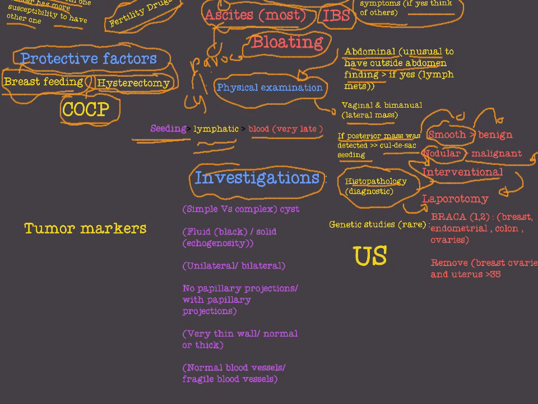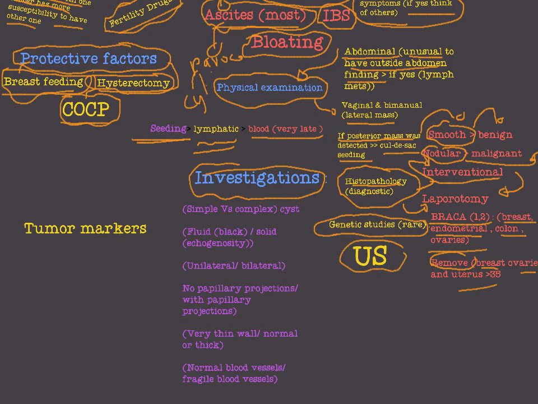Then genetic studies are rarely done, but the important thing that we have to test is BRCA1 and 2 genes, which are associated with breast cancer, endometrial cancer, colon cancer, and ovarian cancer. So people with BRCA1 and 2 positive genes may have to remove the breasts, ovaries, and uterus in some cases, like Angelina Jolie, for example. She has BRCA1 and BRCA2 genes.